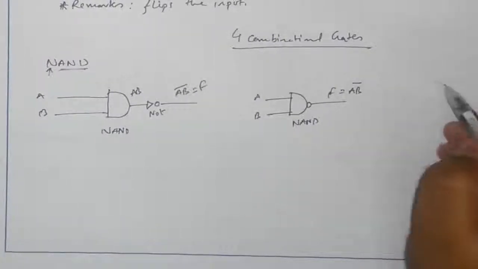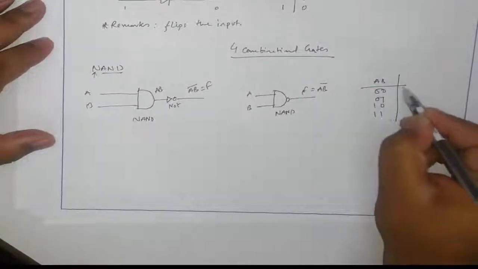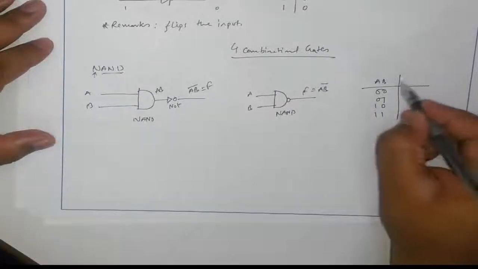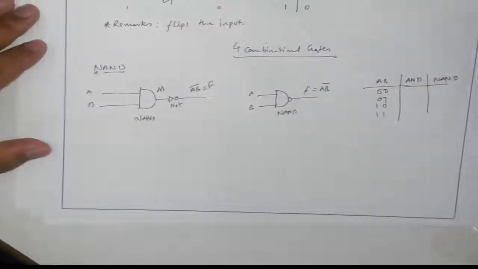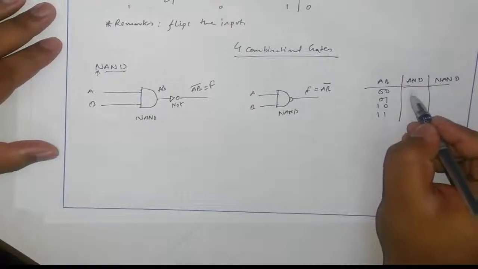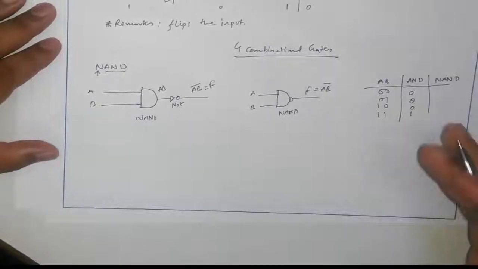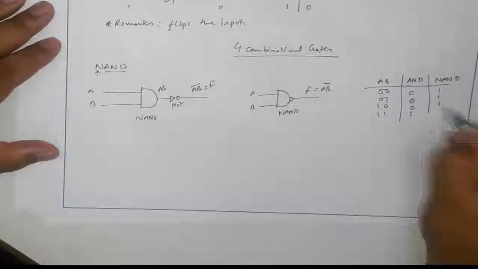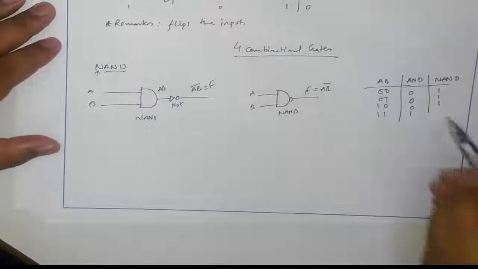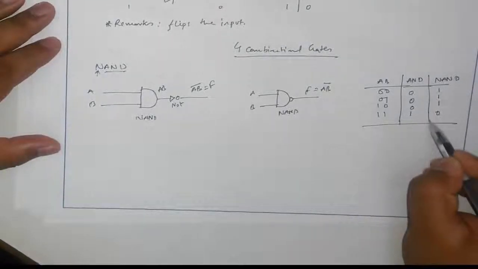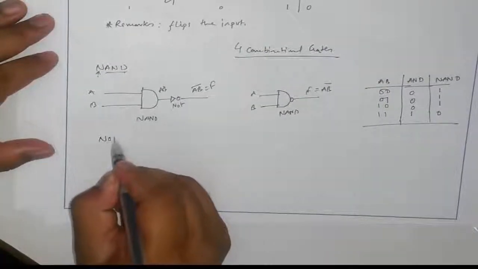So we could write the truth table here. If we have A, B: 0, 1, 1, 0, 1, 1. First, what we should do is get the AND gate, and then we're going to get the NAND gate, because the NAND gate is going to be the inverse of the AND gate. In the AND gate, this one is the only true, and the others are false. So in the NAND gate, this one is the only false, because whatever is passed is just inverted. That's the idea. Okay, so next we're going to talk about the NOR gate.